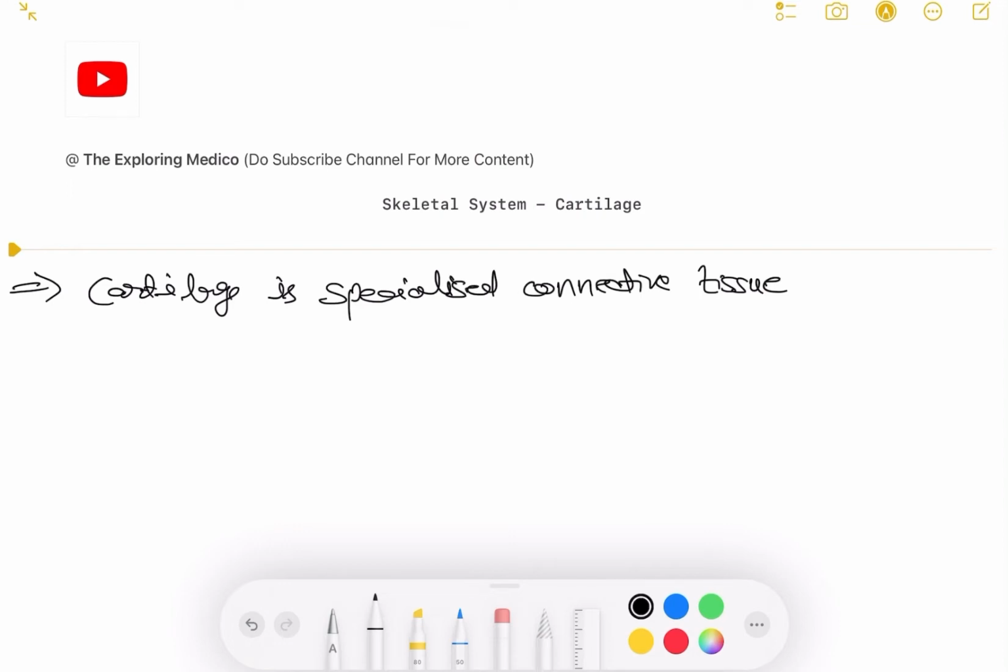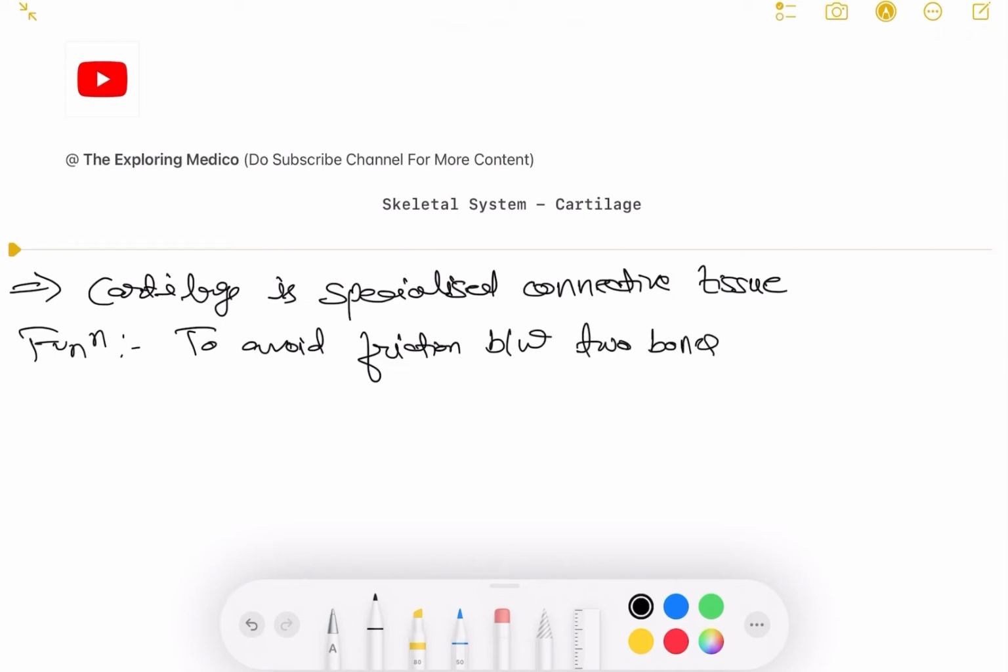Now what is the function of cartilage? So you know what is cartilage, what is tendon. Cartilage is what? Which is present between bone to bone to avoid friction between two bones. So function will be what? To avoid friction between two bones.